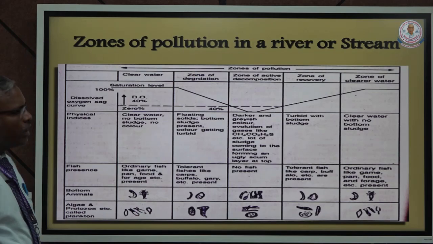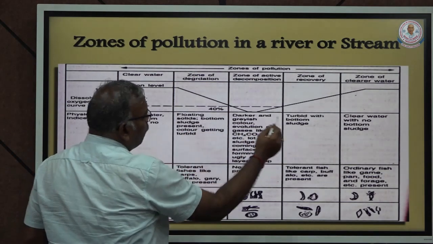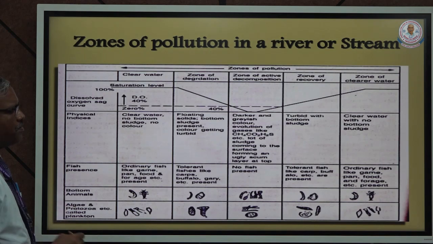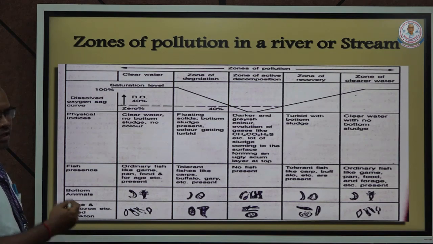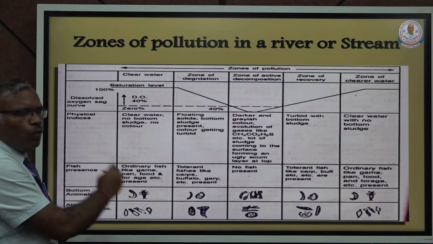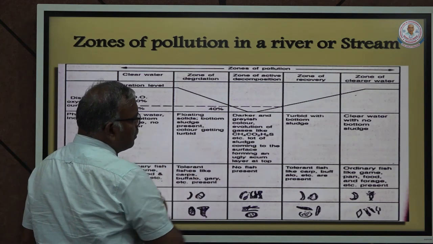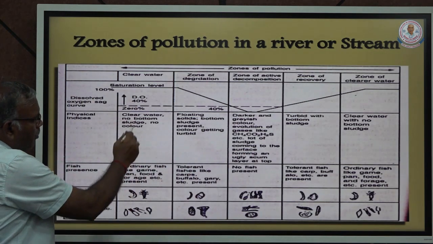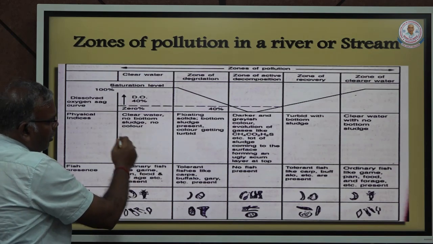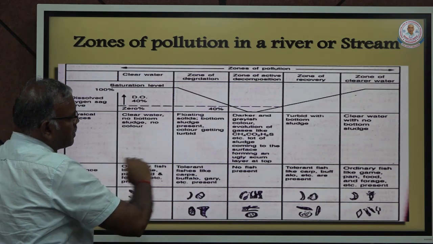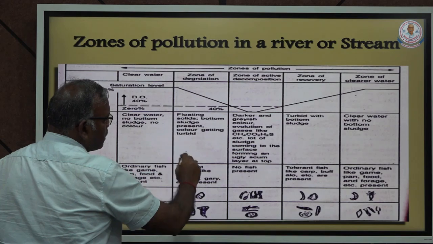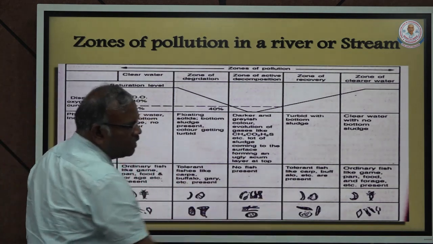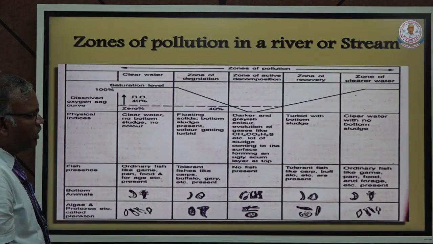These are the various zones where the degradation of organic substance will be taking place, and the purification of the water body will be taking place in this particular region, where these are the points showing what substances are present in this particular region, and what aquatic living beings are present in each and every region.